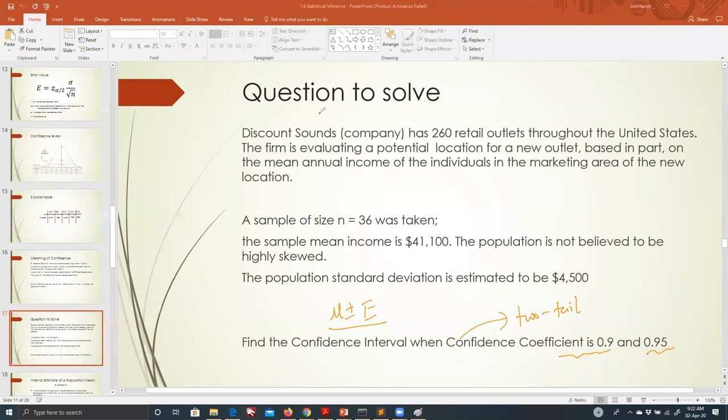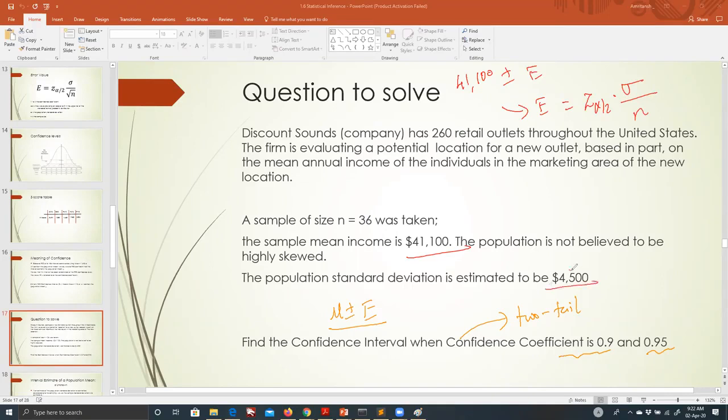So let's try to solve this. How do you solve it? Basically, mu is known, right? Mu is 41,100. But what you need to calculate is the error. So the error equation is z times sigma over root n. Depending on the problem, it could be alpha by 2 or alpha.